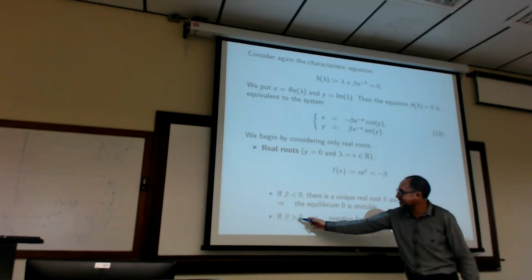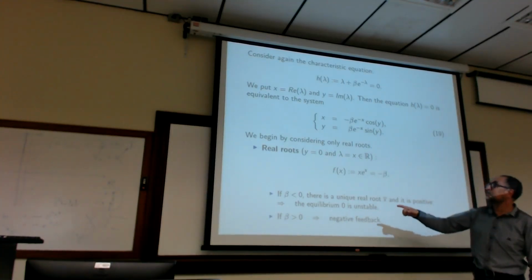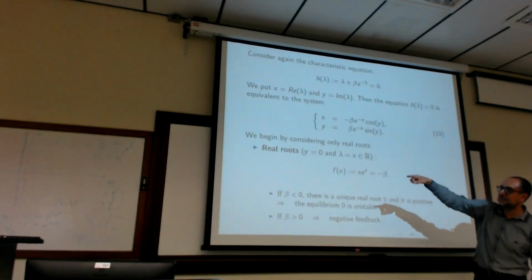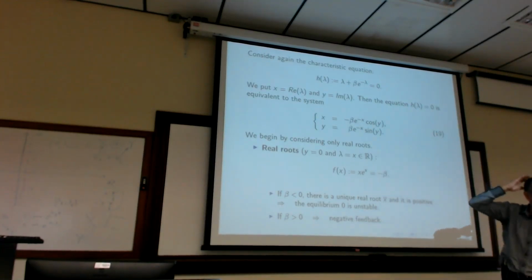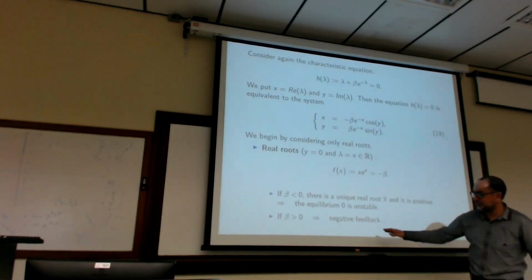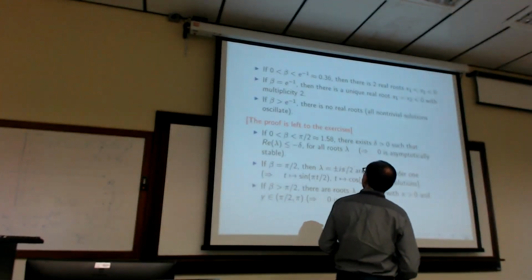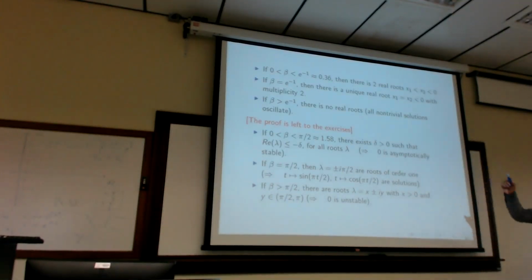Now, if beta is positive, this is what we call negative feedback, because you already have minus beta in the equation. In that case, it's very interesting. If beta is positive, as you have negative feedback, we can go further, and we can prove this result. Exactly the exponential -1 that I told you comes from this.